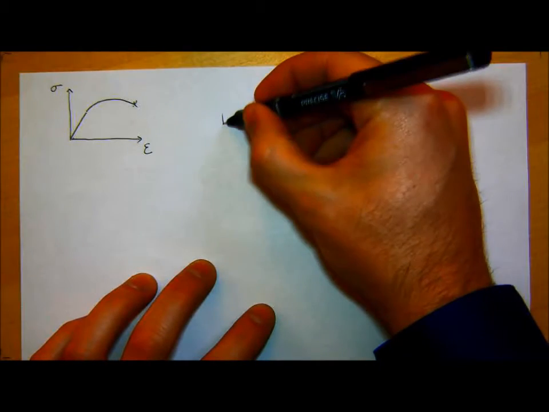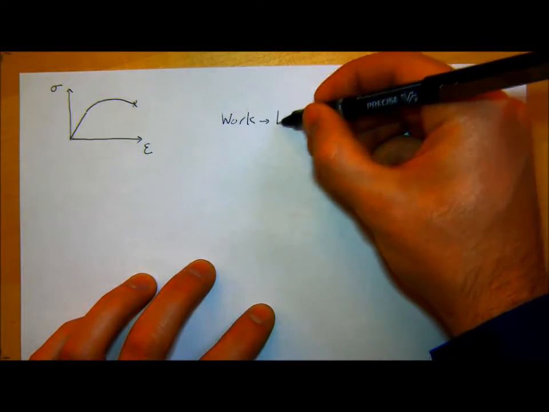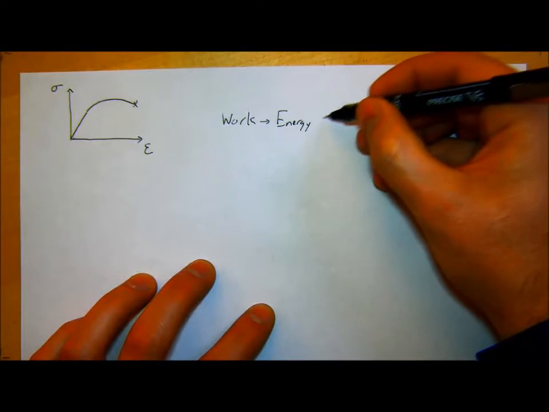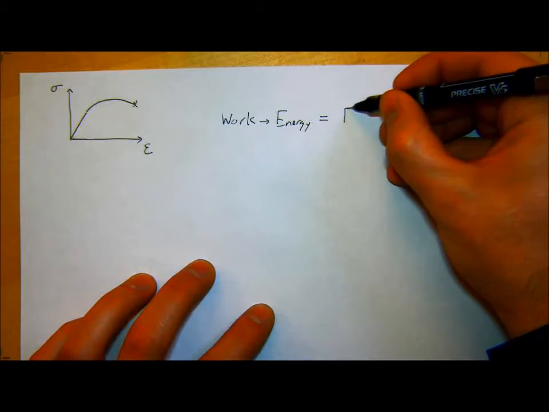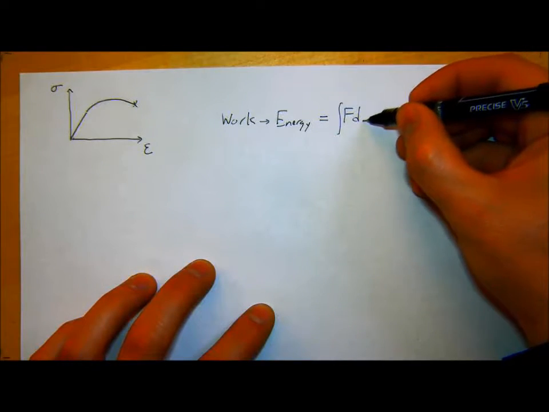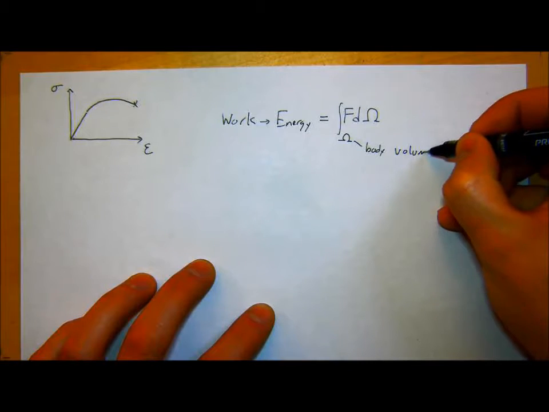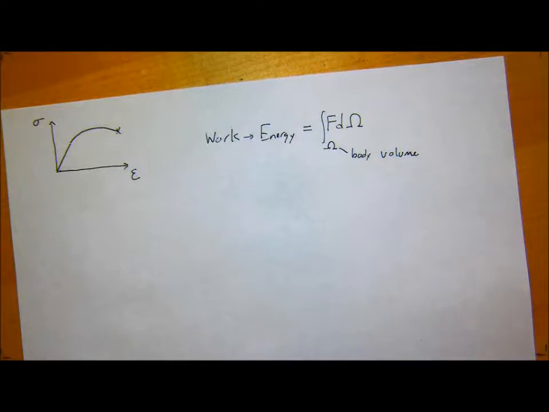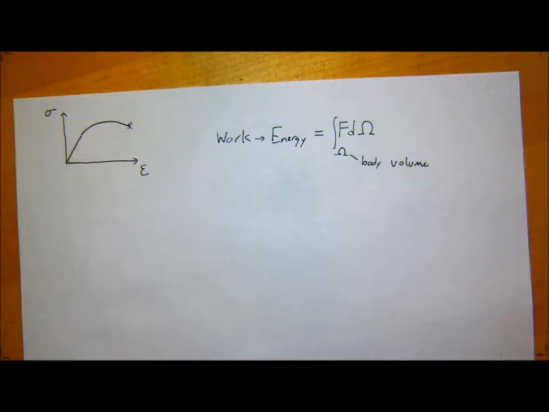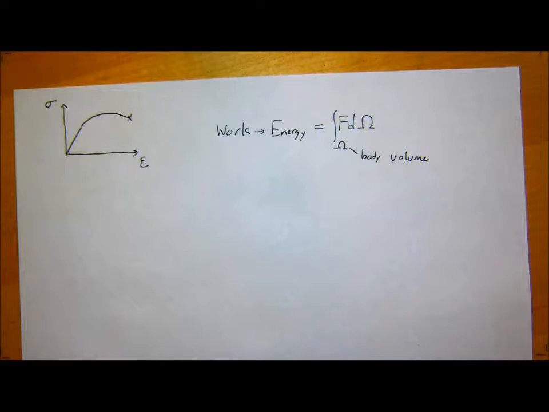We can measure that work, which is energy, our force times our distance. So F d over omega, where omega is some body volume. If you remember some of your intro physics classes, work is force times distance. Now in a material there may be a non-uniform work being done throughout the system because the forces at every point may not be equal, the displacement at every point may not be equal. So instead we integrate our force over the whole body at every point, and we get some sum of work.